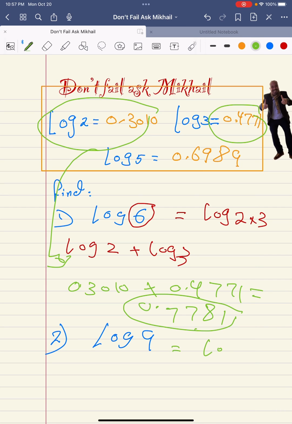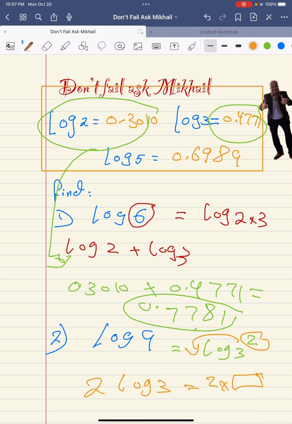That is log either 3 times 3 or 3 squared. Now using rule number 3, the exponent jumps in the front, there is 2 log 3, and now you use the value of log 3: 2 times whatever log 3 is over there.